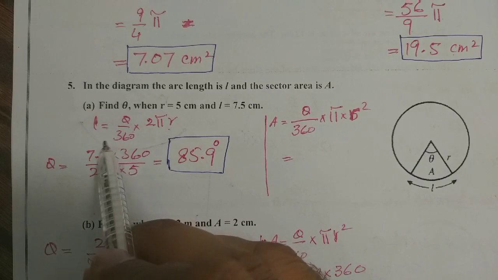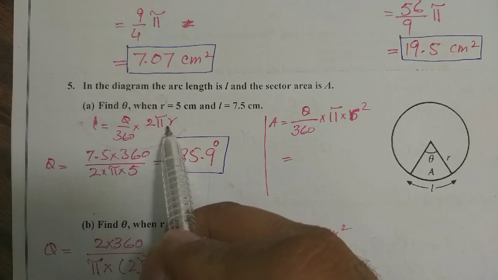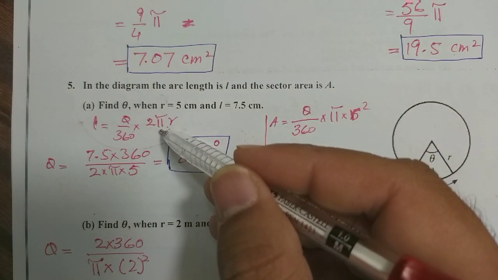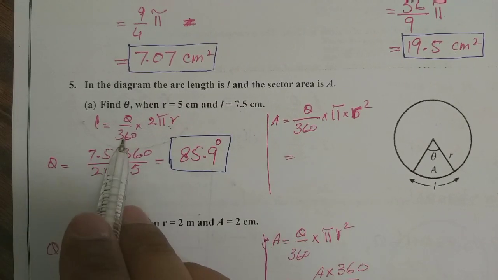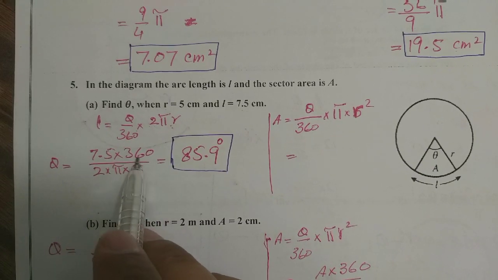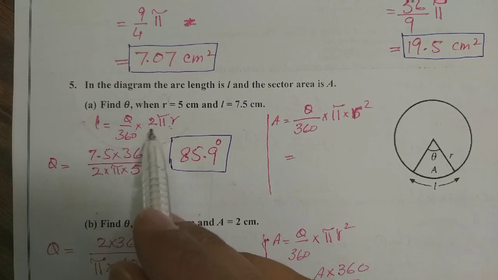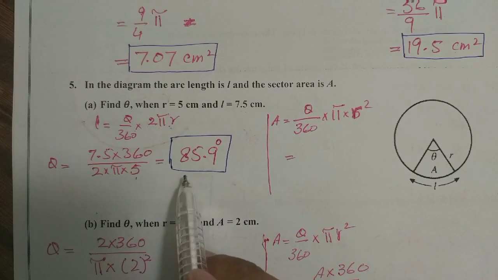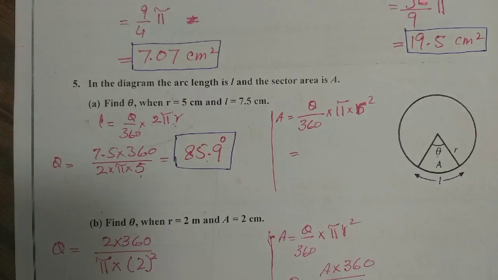This is division, when you transfer it becomes multiplication. We need to find theta. So 2, pi and r are multiplication; in equation rules, when you transfer to the other side, it becomes division. L is 7.5, and since this is division, when you transfer it becomes multiplication. So 7.5 times 360 divided by 2 pi times r equals 5. Simplify using the calculator, you find 85.9 degrees. So the angle theta we needed to find is 85.9 degrees.